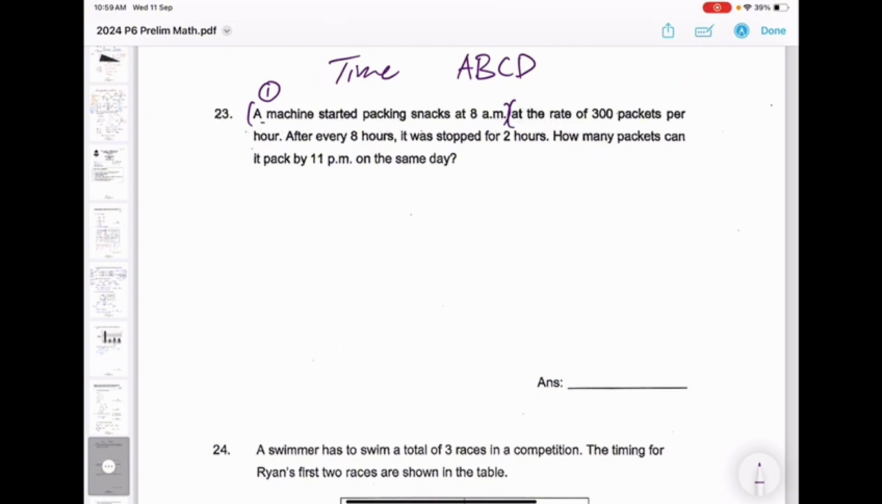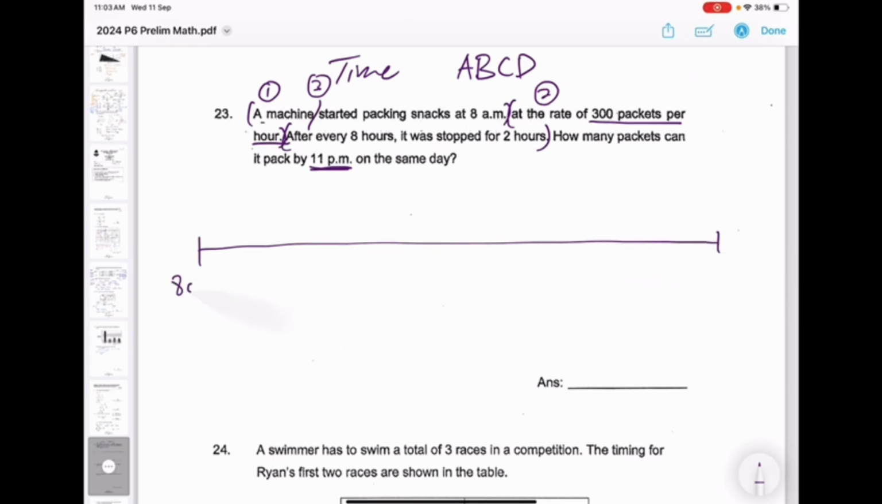Now let's look at the next part of the question. It says, at a rate of 300 packets per hour. This is my sentence number 2. So now that we know the rate of production the machine has, moving on to sentence number 3, we have, after every 8 hours, it was stopped for 2 hours. Now let's look at the main question. How many packets can it pack by 11 p.m. on the same day?